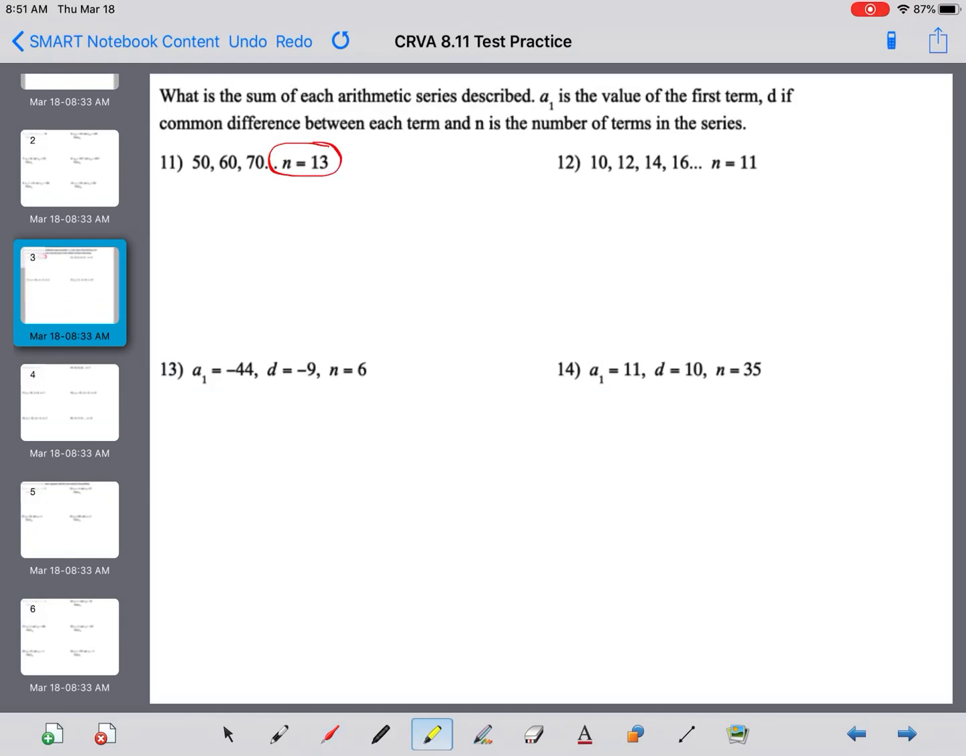So yes, I could. Here's a few of them. I could obviously, I see a pattern. It's increasing by 10 every time. So I could write out all 13 terms, grab a calculator, and add them up. If I fast forward to number 14, there's 35 terms in that sequence. That's going to stink. So there's a pretty slick formula that you can use here.